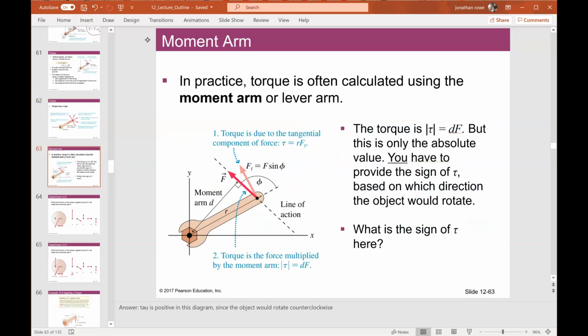In practice, torque is often calculated using the moment arm or lever arm. So I think they're showing here what I was saying earlier. It's distance times force, but that is only the absolute value. You have to provide the sign based on the direction. What is the sign of tau here? Obviously, it's positive. So d, what they're calling the moment arm, is what I called r perpendicular. And it's the component of the radius that is perpendicular to the force.